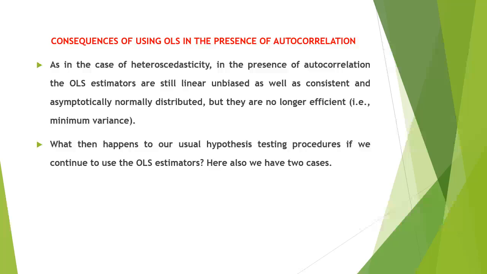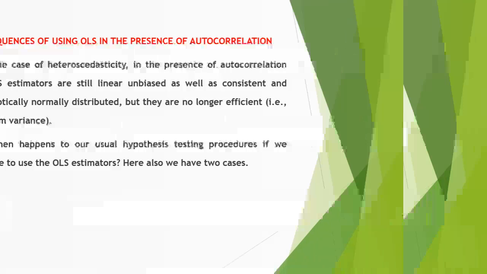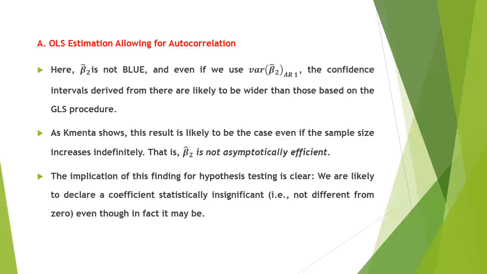Now the question that should be addressed is, what then happens to our usual hypothesis testing procedures if we continue to use the OLS estimators? Here we have two cases. Let us discuss each case separately. First, consider OLS estimation by allowing for autocorrelation. Here we have already seen that our slope estimator, that is beta 2 hat, is not BLUE.